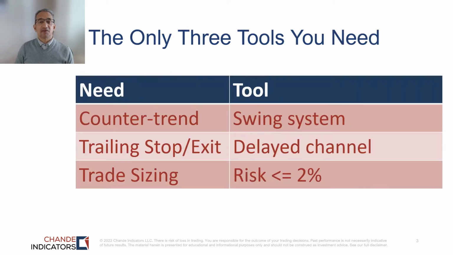So these are the three specific tools we'll use for this system. For the entry, which is a counter trend entry, we'll use the swing system. We'll exit on the delayed channel exit, and we'll size our trade by risking 2% of the available equity so that we can overall manage our risk in a more conservative way.